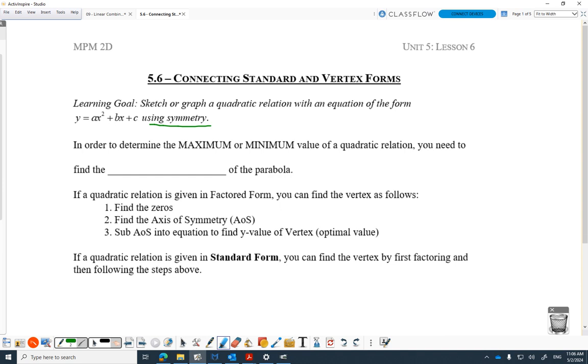To get the maximum or minimum, what attribute of the parabola do we want? The vertex. Why are you making a big deal about that? I don't know, because I taught grade 11 last semester, and when they got there, they sort of forgot that was the important detail about a parabola for max and min.